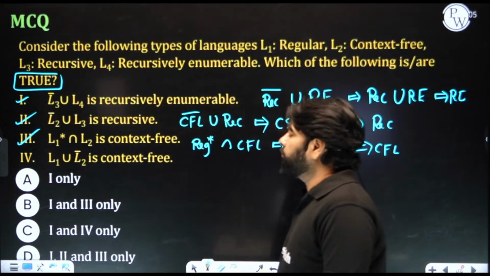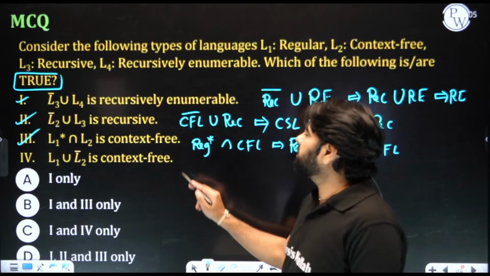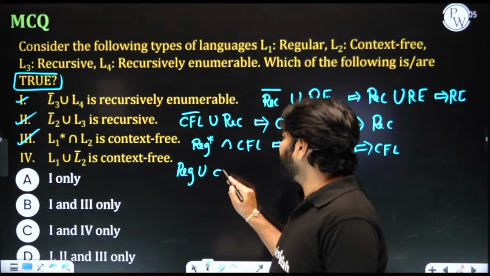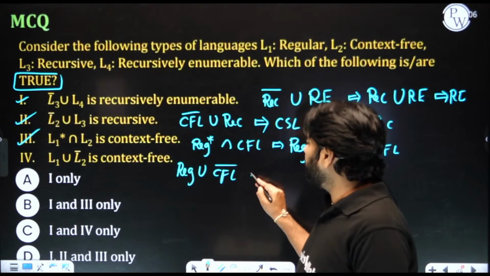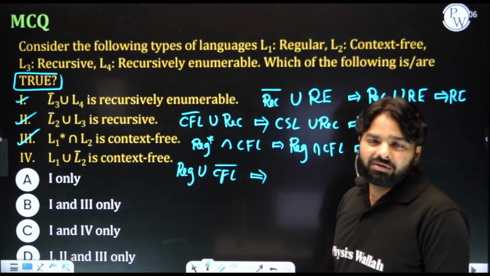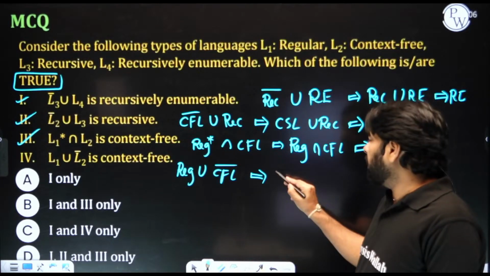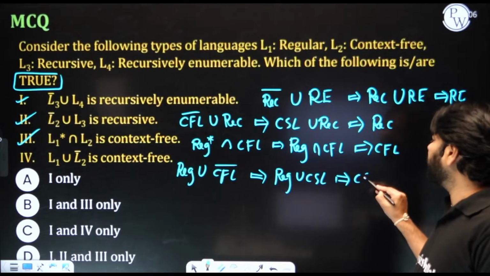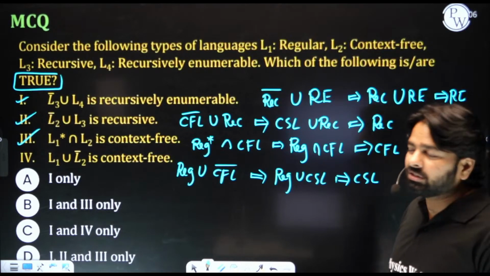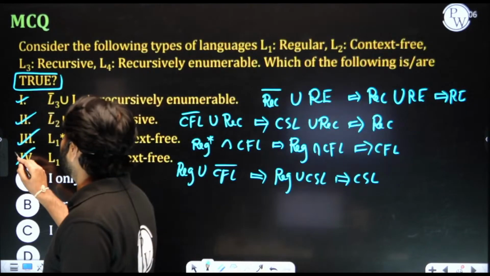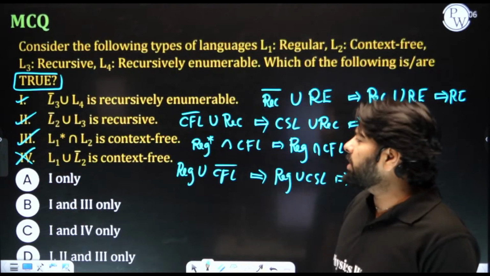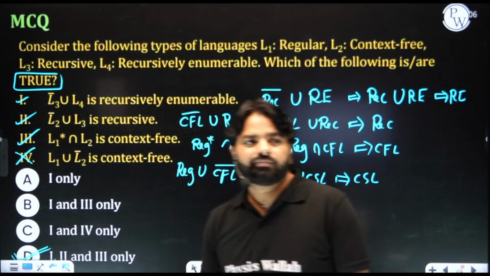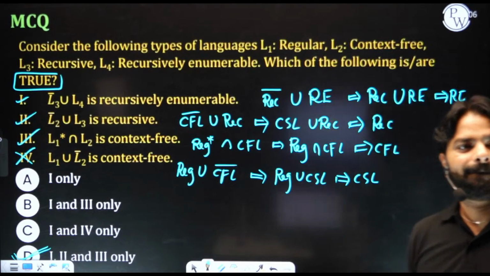Fourth one, L1 is regular, union L2 complement, which is a CFL complement. We know CFL complement need not be CFL because CFL is not closed under complement. And regular union that, you can always say context sensitive language, but you cannot say context free all the time. So this statement is false. So 1, 2, 3 is going to be option D. Yeah, option D is right.